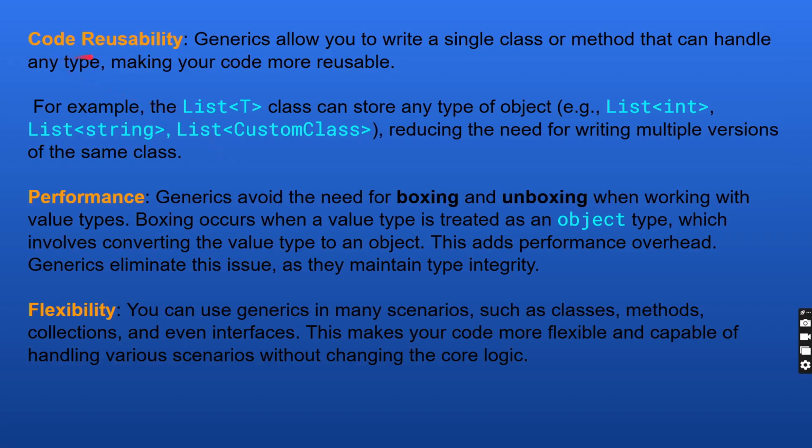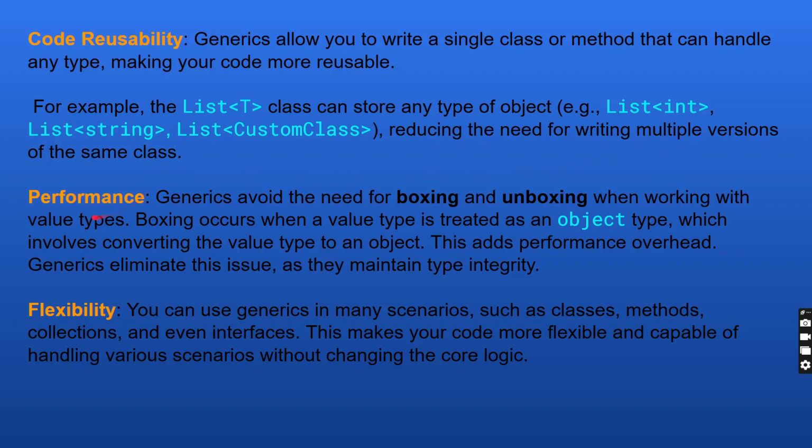And the second point is code reusability. Generics allow you to write a single class or method that can handle any type, making your code more reusable. For example, the List<T> class can store any type of object, List<int>, List<string>, List of a custom class, reducing the need for writing multiple versions of the same class.